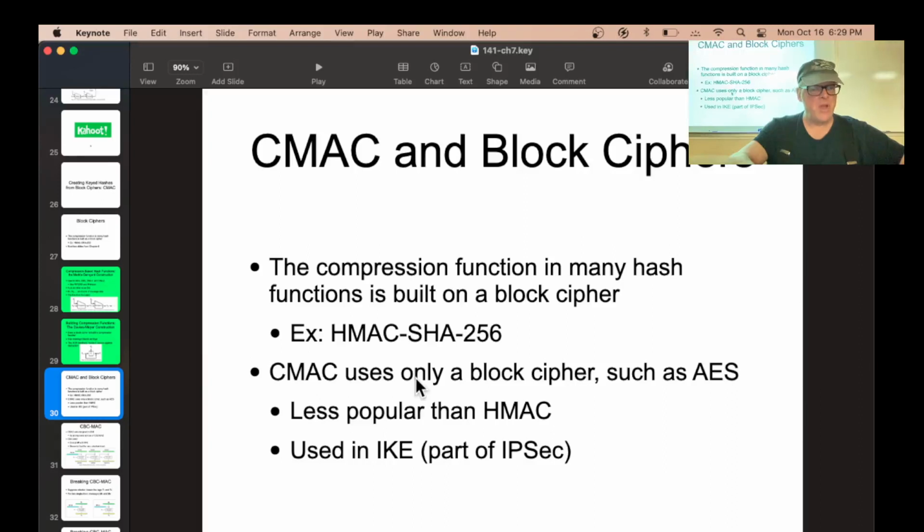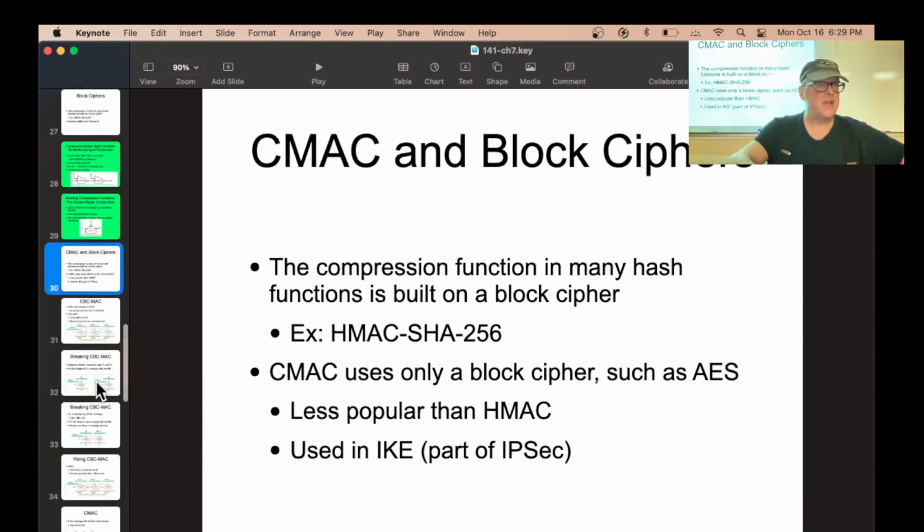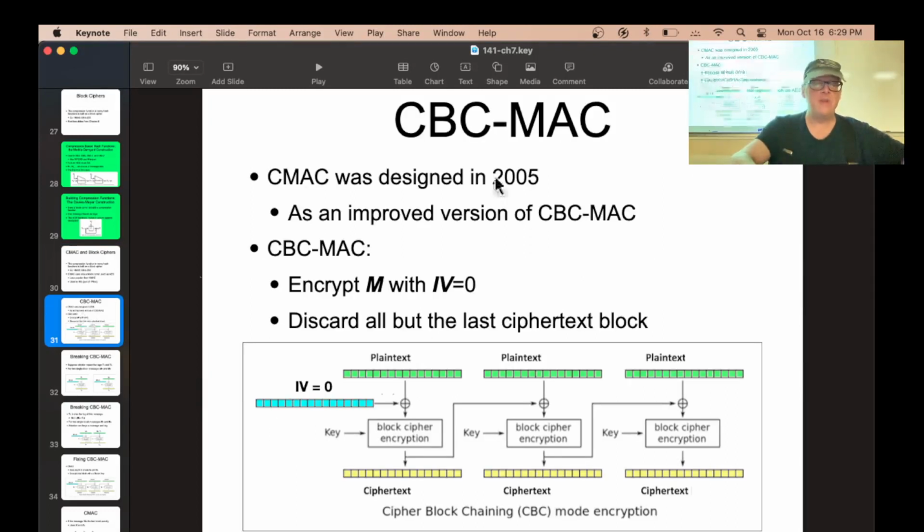CMAC uses only a block cipher. It's less popular than HMAC, but it is an option. It's used by Internet Key Exchange, which is part of IPsec. It's very complicated cryptography, but it's considered very secure.